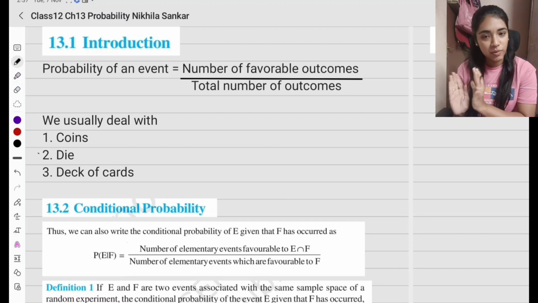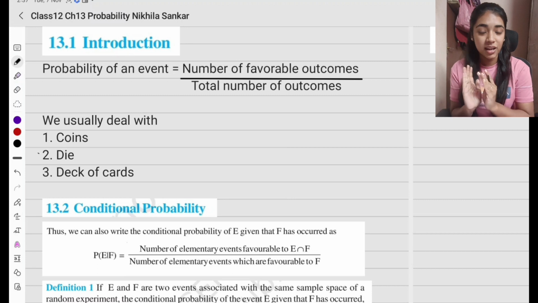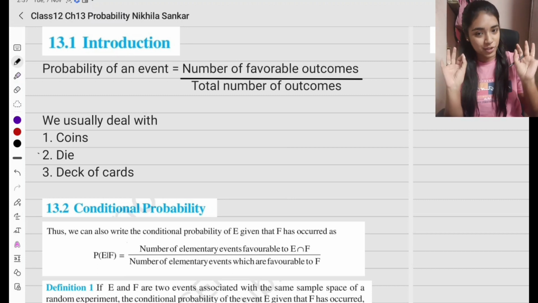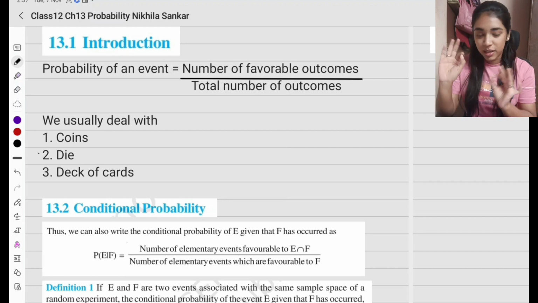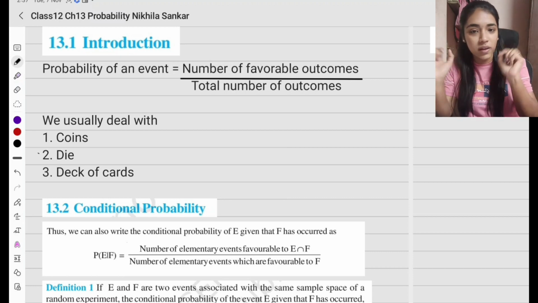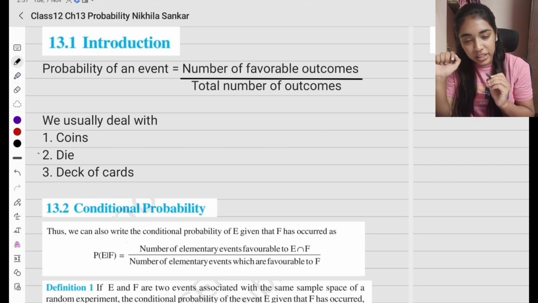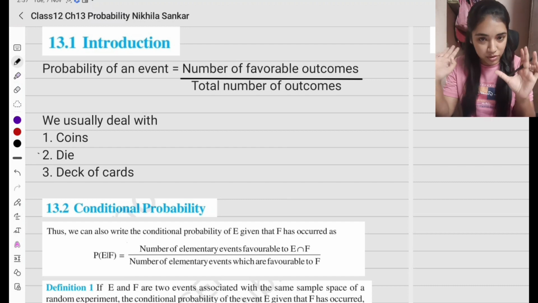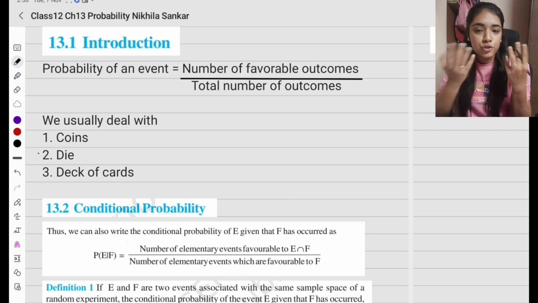ஒரு விஷயம் நடக்குமா நடக்காதா? நடந்தா அது நடக்கிறதுக்கு எவ்வளவு பாசிபிலிட்டி இருக்கு, நடக்கலனா அது நடக்காததுக்கு எவ்வளவு பாசிபிலிட்டி இருக்கு, இதுதானே ப்ராபபிலிட்டி. சோ இத நம்ம மேத்தமேட்டிக்கலா ஒரு டெஃபினிஷனா ஃபார்முலாவா பார்த்து எப்படி பார்ப்போம்? Probability of an event is equal to the number of favorable outcomes divided by the total number of outcomes. இது ஞாபகம் இருக்கா?